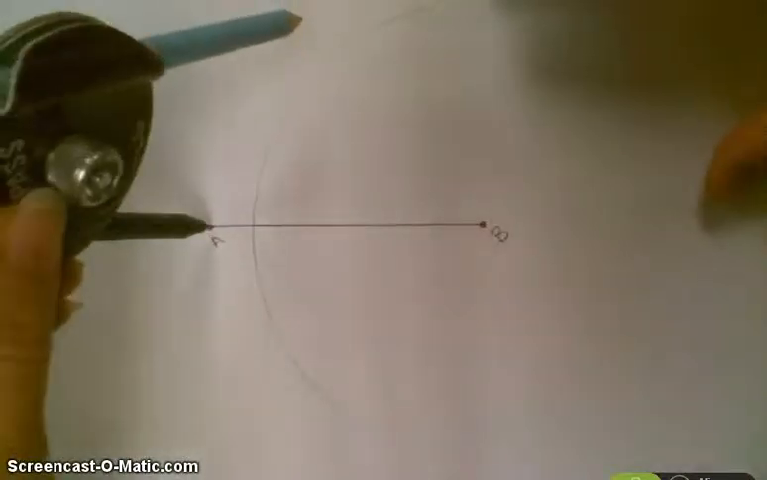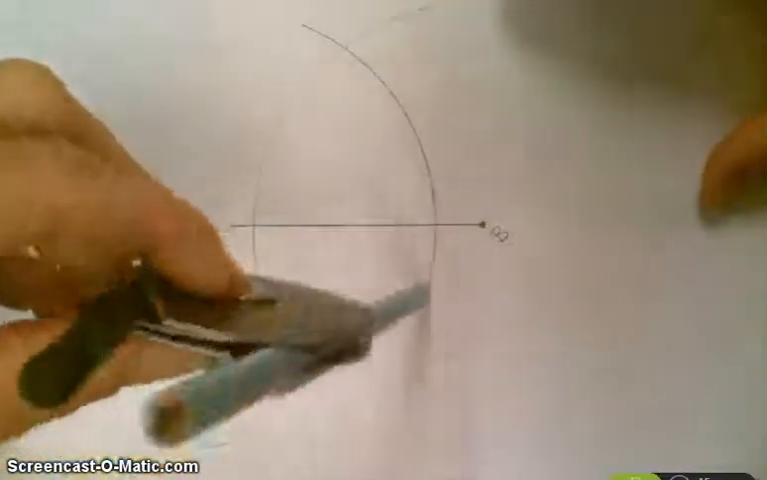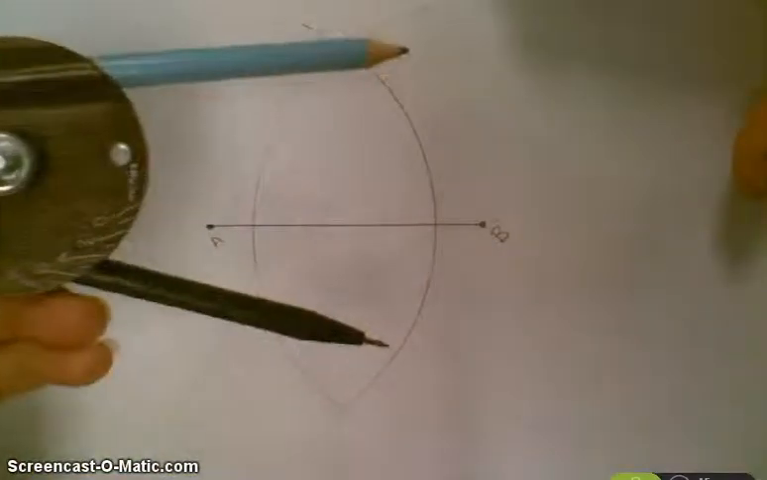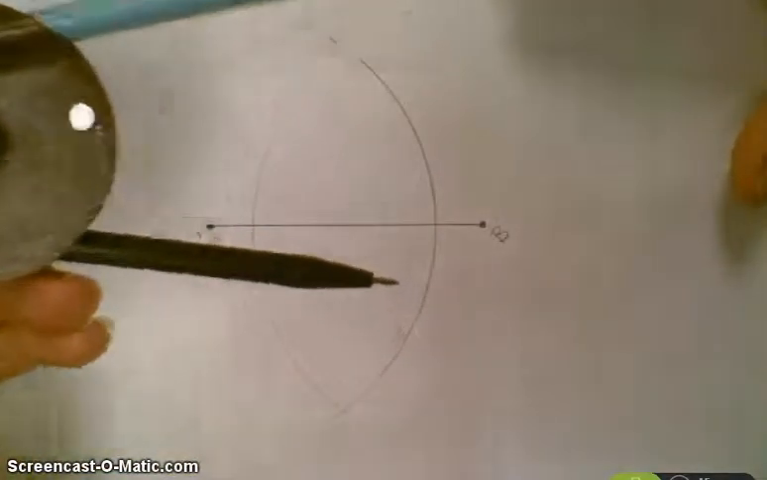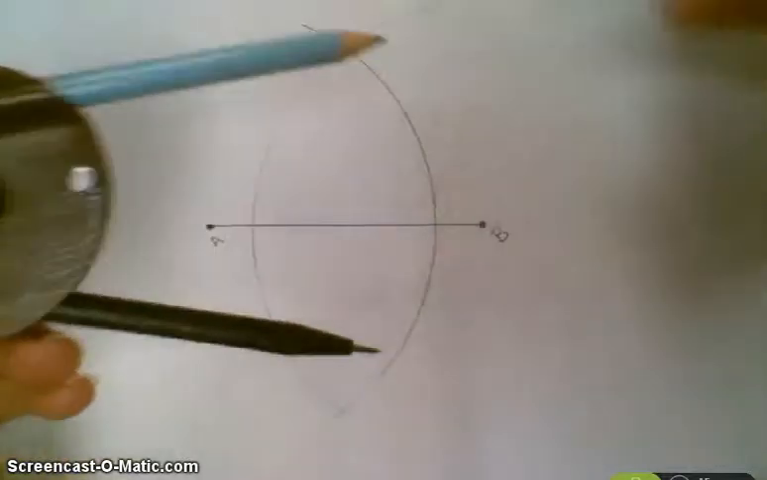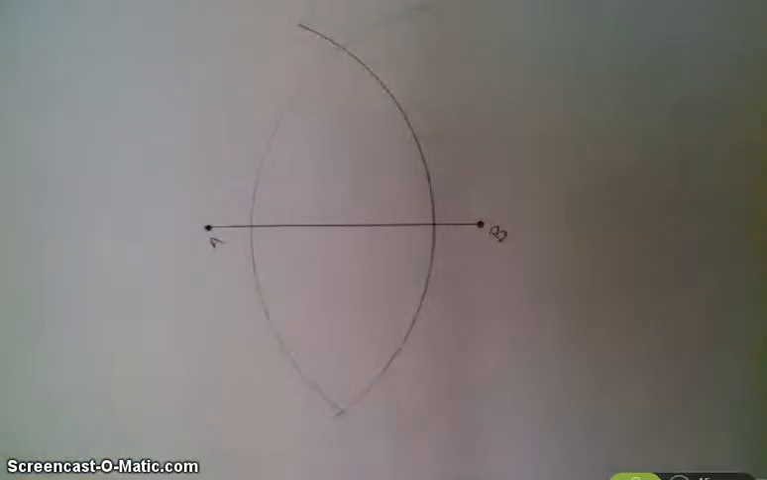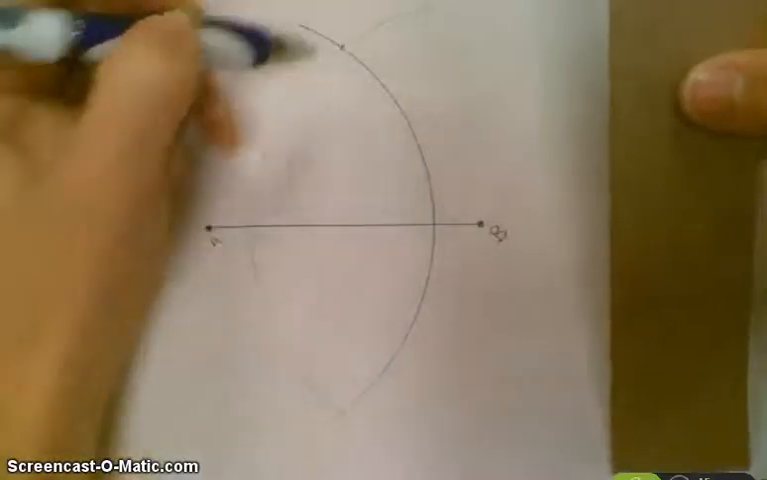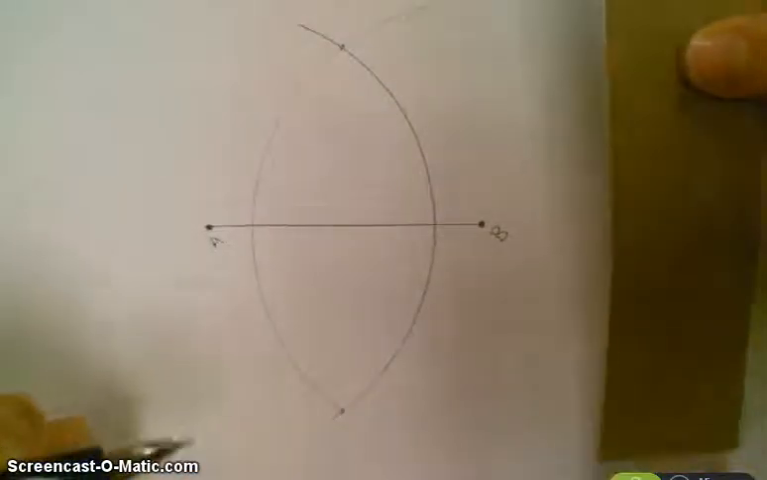And I'm going to do the same thing at point A without adjusting the compass. Notice the compass did not get adjusted at any point. Now I take my straight edge, and you'll notice that my arcs meet at two different points.